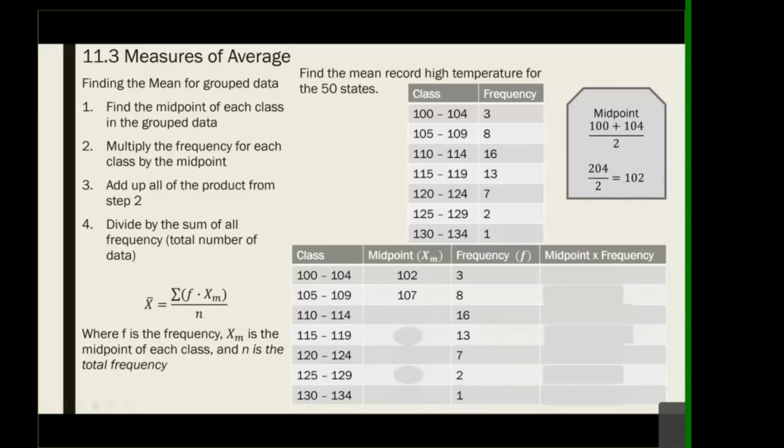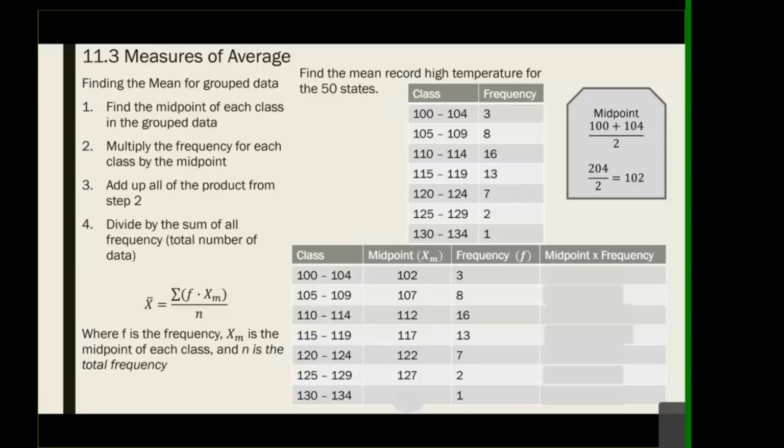But remember earlier, I asked you, what is your class width? The unique thing about class width is that every time you jump from one class to the next, you add 5. So all you need to do is, from the midpoint of the first one, you jump to the second one, you add 5. From 107, you jump to the next one, you add 5 to give you 112. You can find each midpoint, but the easy way is every time you jump, you increase 5 units, because that's your class width.